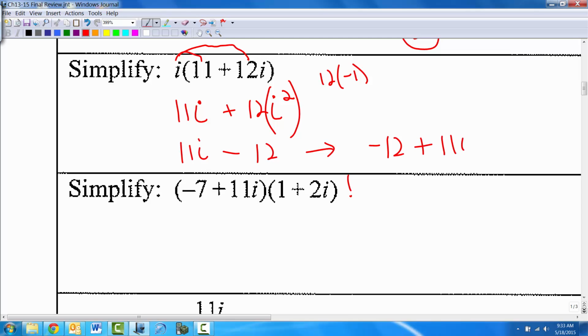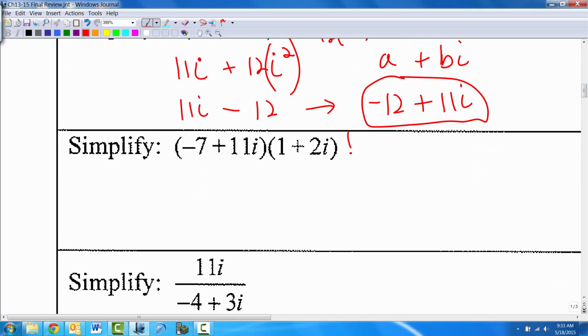Now, I don't know if your teacher's real sticklers with making sure you put it in a plus bi form or else you're doomed. So that would be the a plus bi format for that. Okay? All right. So I'm just going to move on.